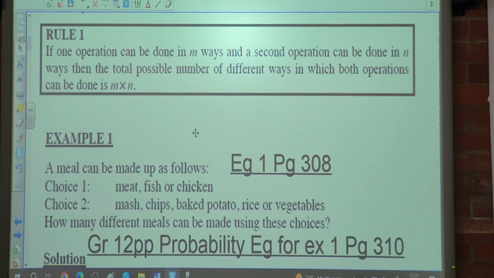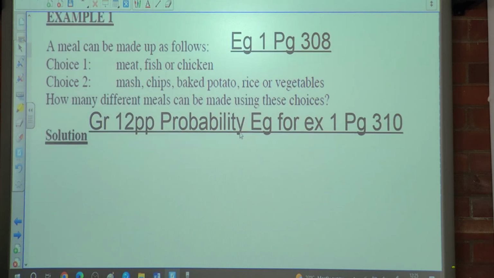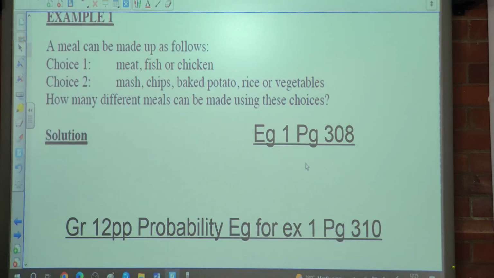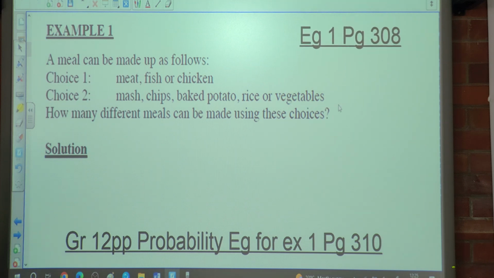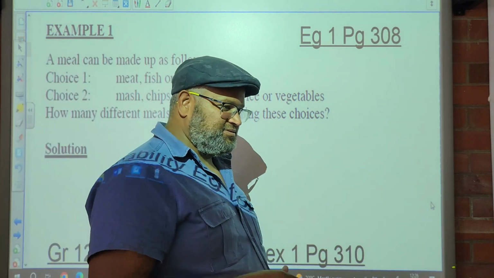Right, so let's look at example 1. Example 1 is on page 308. So here we are told a meal can be made up as follows. Choice 1, fish, meat or chicken. Choice 2, mashed potato, chips, baked potato, rice or vegetables.